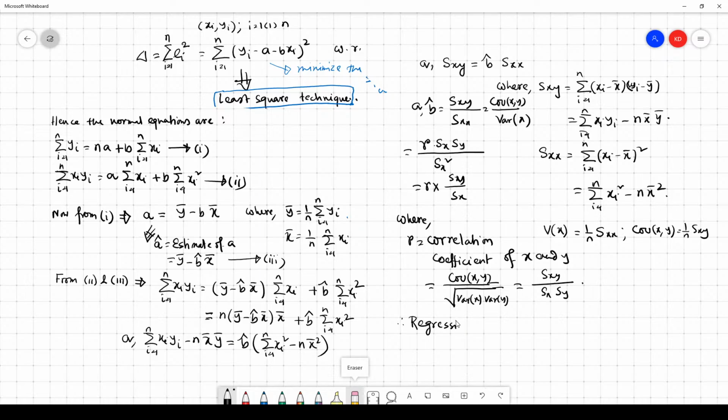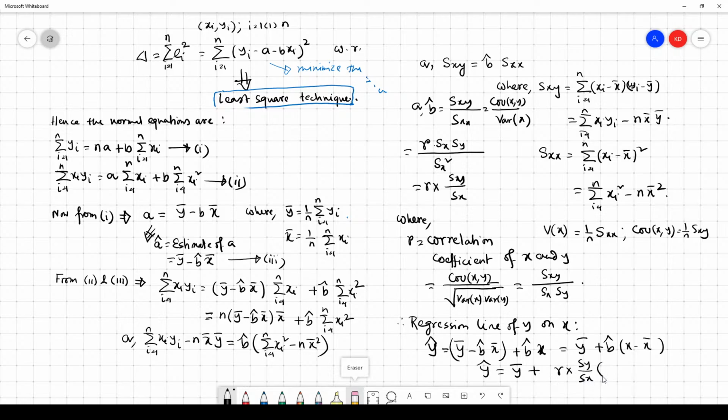Okay, so therefore the regression line of y on x is y hat, we use y hat for the predicted value of y, equal to a. A is y bar minus b hat x bar, so y hat equals y bar plus b hat into x minus x bar. So y hat equals y bar plus r into sy by sx into x minus x bar. So this is the regression equation of y on x.